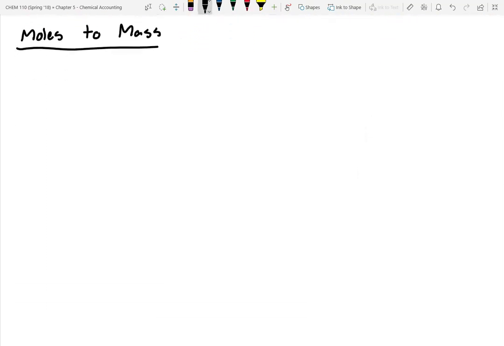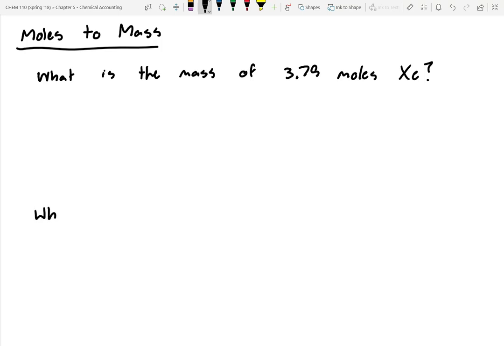All right, let's do moles to mass now. So what is the mass of 3.79 moles of Xe, which is xenon? That'll be our first one. And then the second one will be a little bit harder.